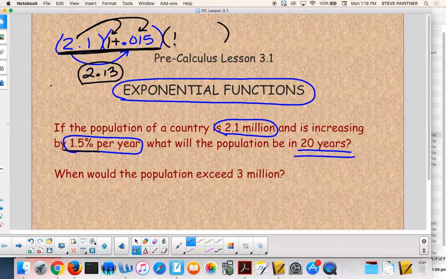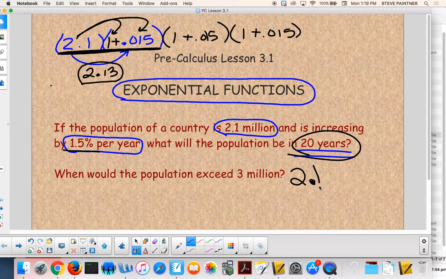So here's what John figured out. If I want 2 years, then I'd have to multiply the original 2.1 times this. Whoops, I forgot my 1 here. Times this again, that'd be 2 years. What would 3 years be? Times this again, right? That'd be 3 years. So what's 20 years gonna be? The original population times the growth rate. You're growing by this percent.